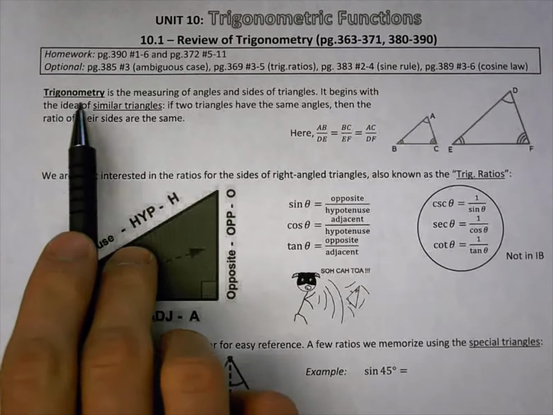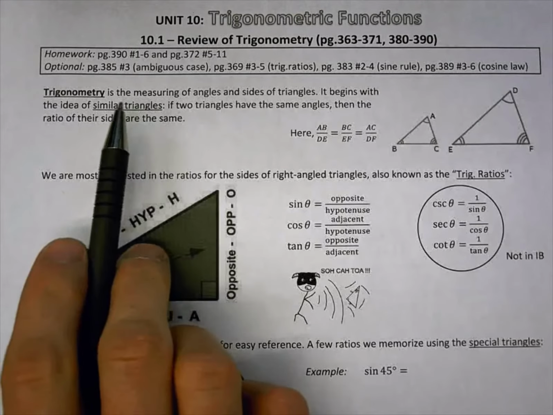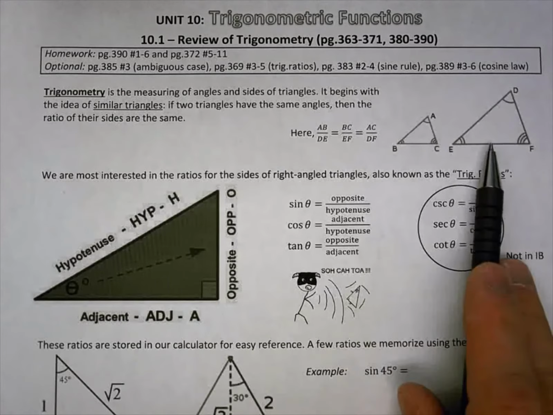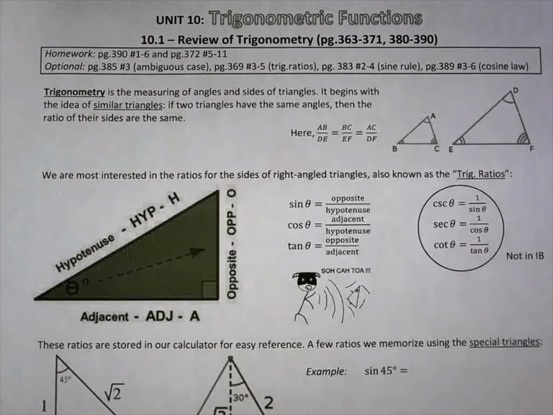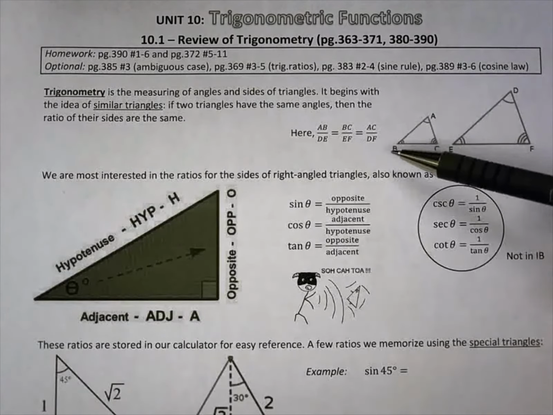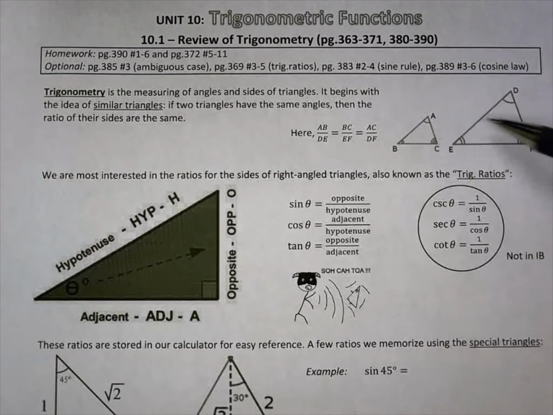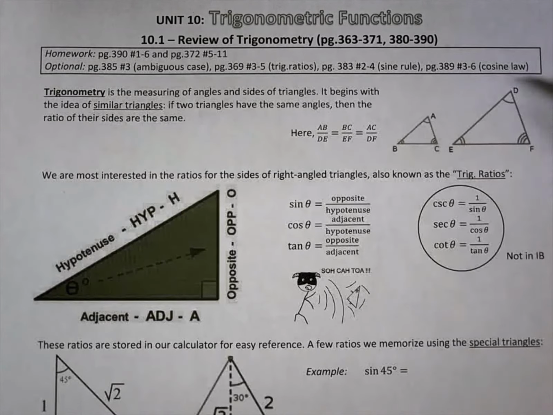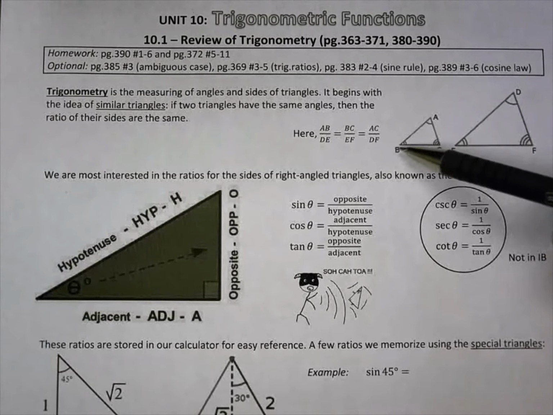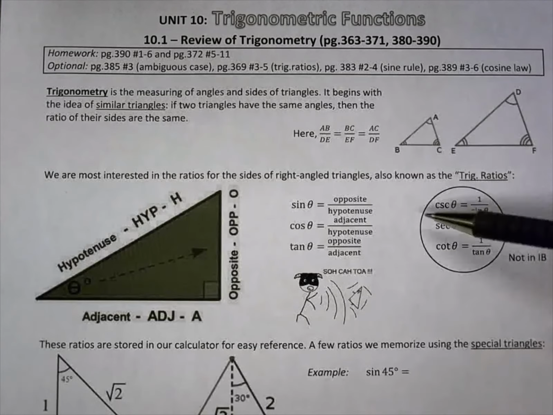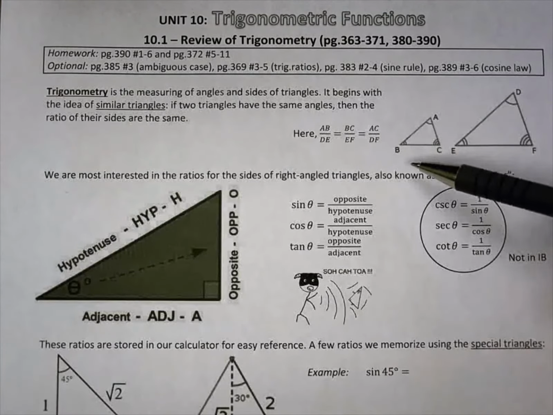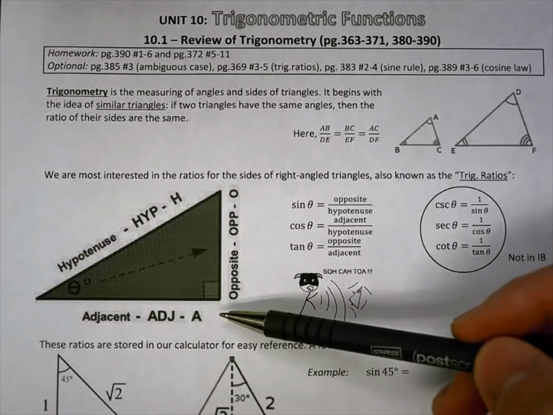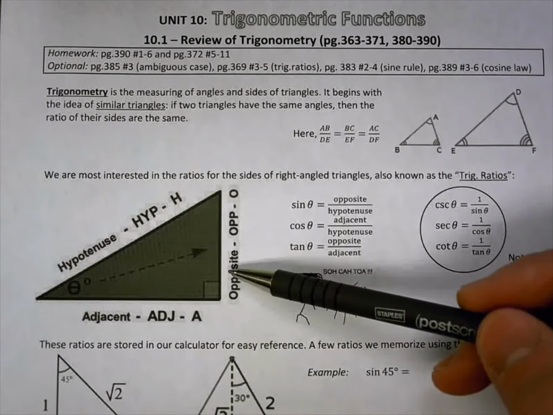Now, trigonometry is the study of triangles. And all of trigonometry comes back to this basic idea of similar triangles. If you have two triangles that have the same angles, then the ratio between side lengths is the same. So for example, these two triangles have the same three angles. So the ratio of length AB to DE is the same as the ratio of, say, BC to EF. This can be extended to all sorts of applications, and we can look at all sorts of different ratios between triangles, but we're most interested in right-angled triangles and the relationship between different sides.